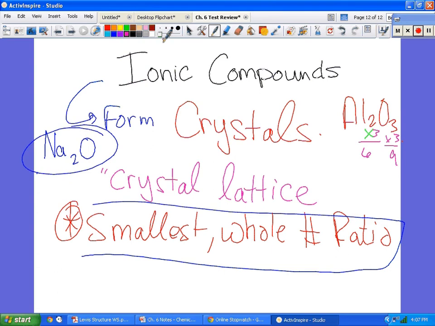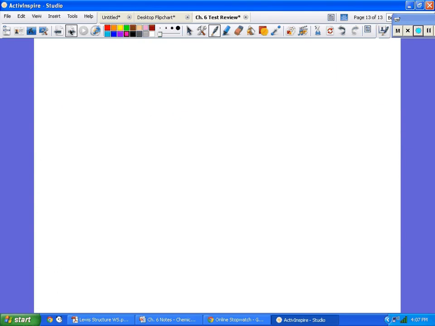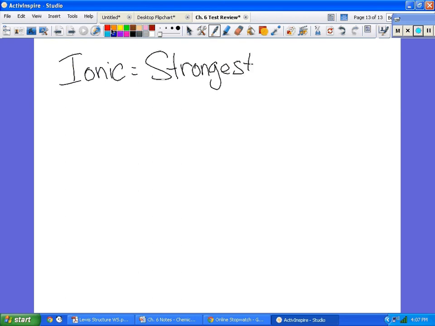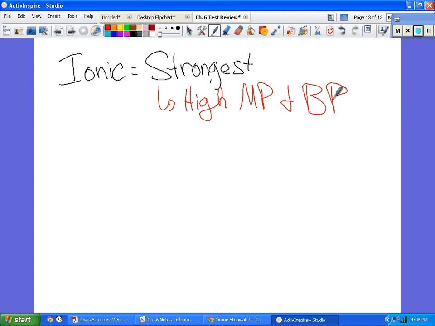All right, the next bullet. Know the difference in physical properties of ionic and covalent compounds. Bottom line, ionic is the strongest. Okay? So it has high, not heat, has high. If I write MP and BP, we know what that means? Melting point and boiling point. Okay? High melting point and boiling point.